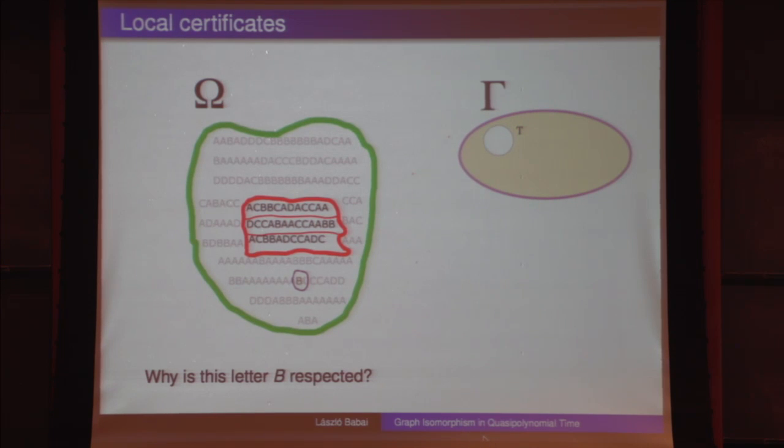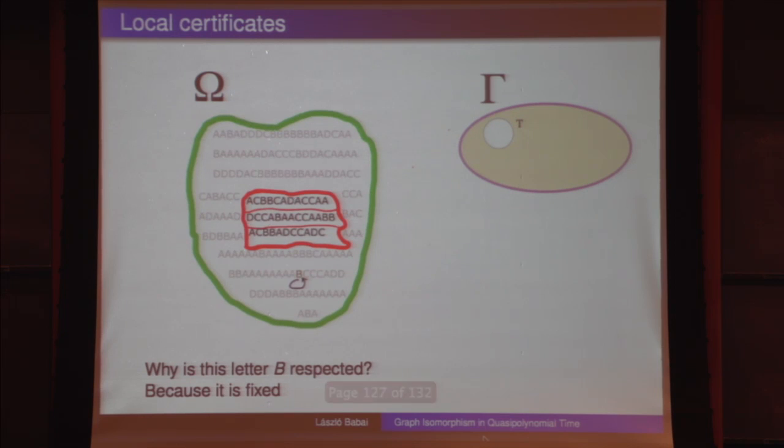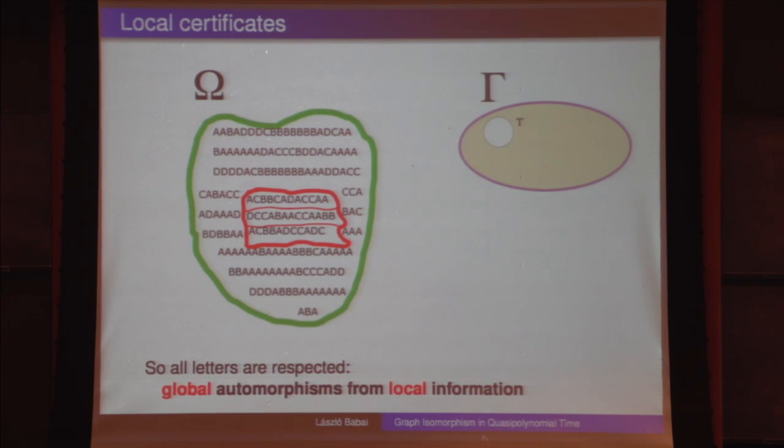Respected means that this B is taken to a B by any element of the group that I have now. Yeah, because it fixes that. By a permutation that fixes a position, you can't change the letter that's there. You can't be wrong. So, because this group already fixes everything that's outside that window, the entire string is respected now. So we got automorphisms of the full string.